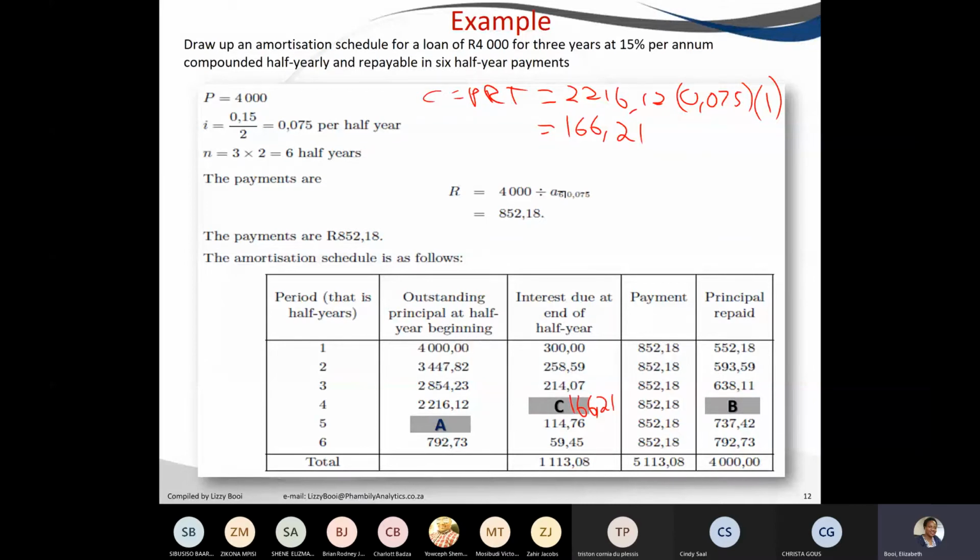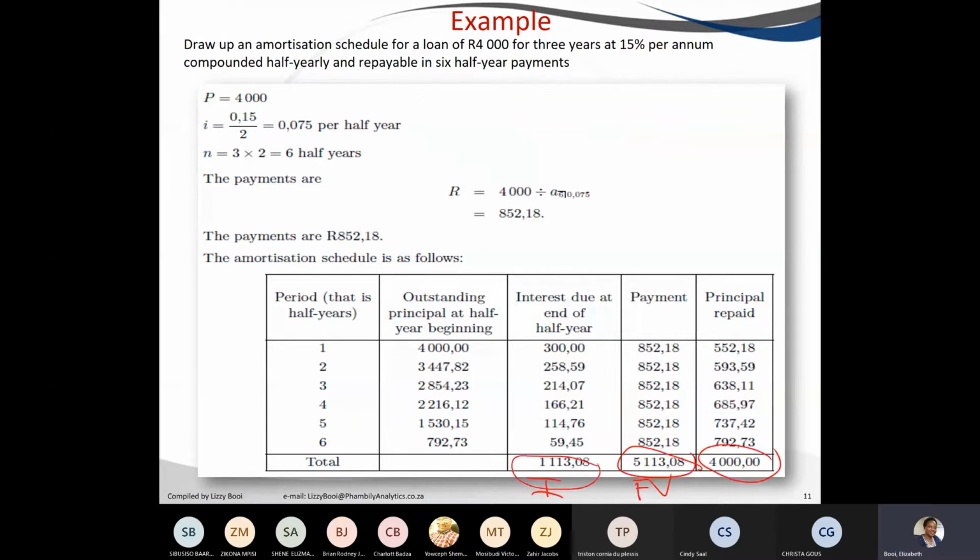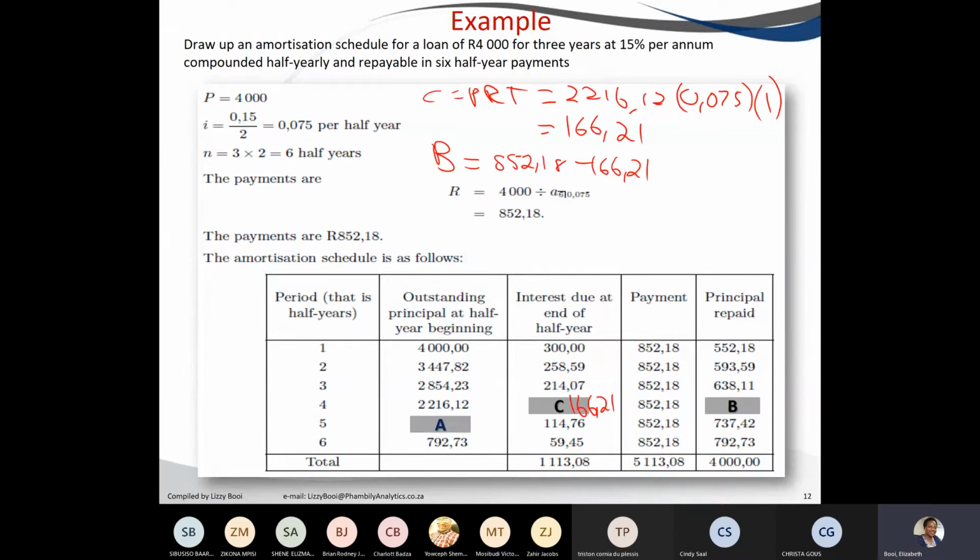So when I have my C, I can calculate my B, which is my principal repaid, which is 852.18 minus 166.21. I'll go check because I'm cheating now. It's 685.97.